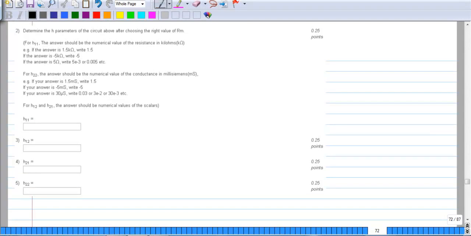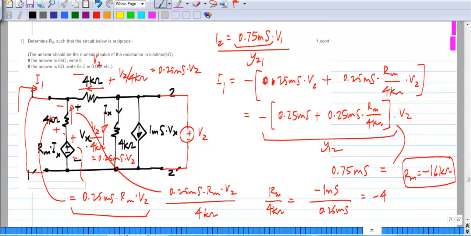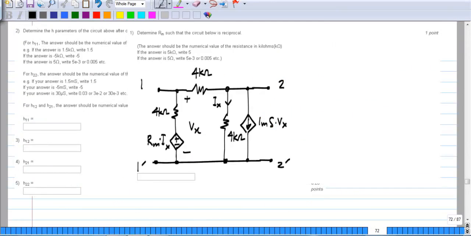The next question is to determine the H parameters of the circuit that was given before, that is here, after choosing the right value of Rm. Okay, so a couple of things can be done. We have already determined a couple of y parameters, so we can go ahead, complete all the y parameters and then convert them to h, or we can evaluate h parameters from scratch. So I'm going to evaluate them from scratch.